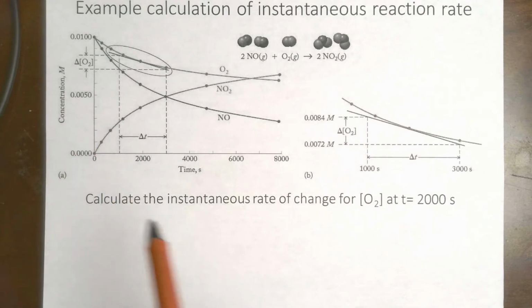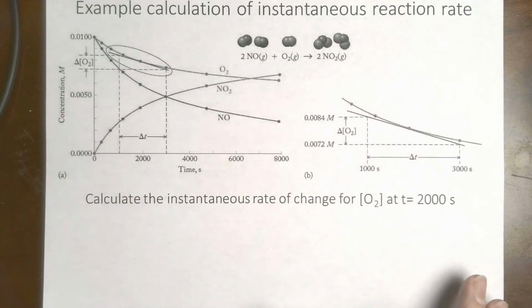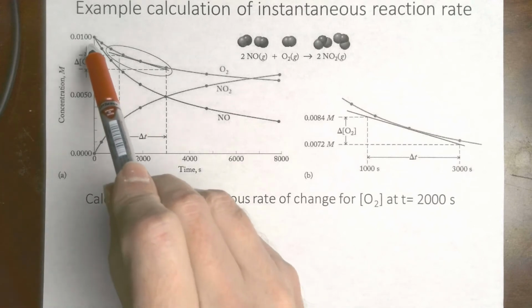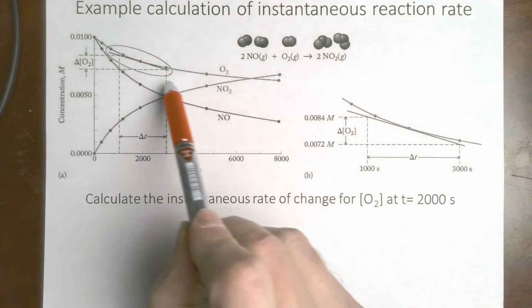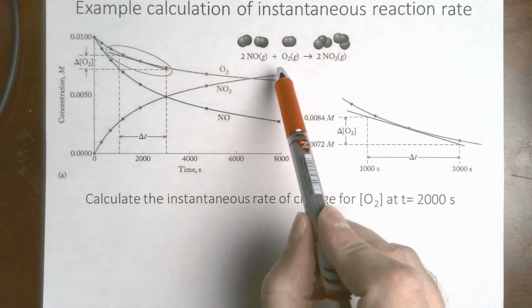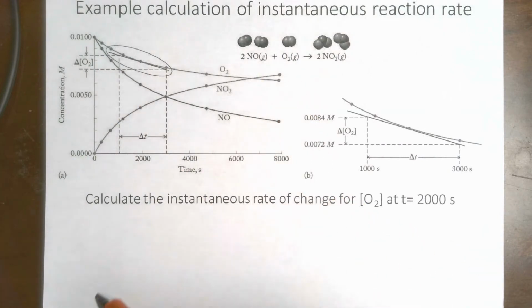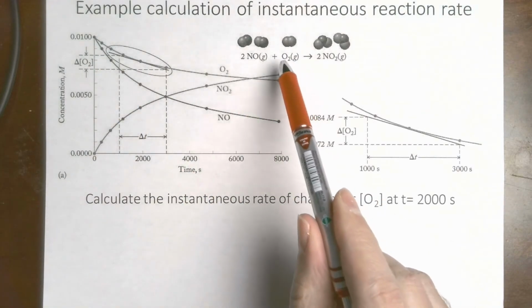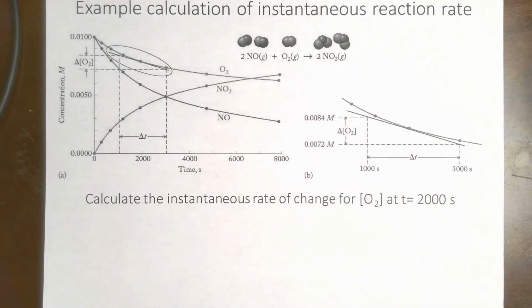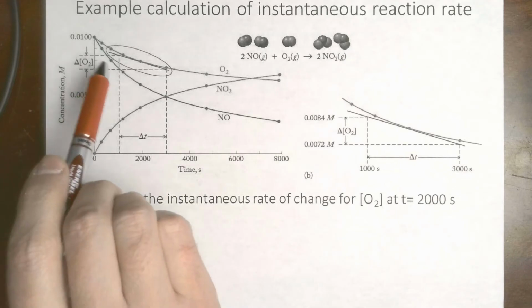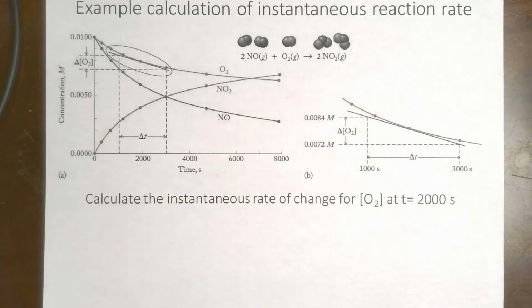We're going to calculate the instantaneous reaction rate for oxygen. Oxygen, this top curve, changing versus time. It's a reactant, so its concentration is decreasing. It has a coefficient of 1 in front of it, and we want to determine what that rate is. Now, the nice thing is the tangent line has been drawn, and we've actually been told what the concentrations are. Not always going to be the case.